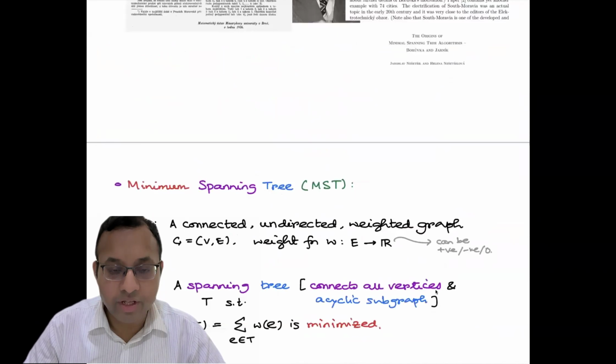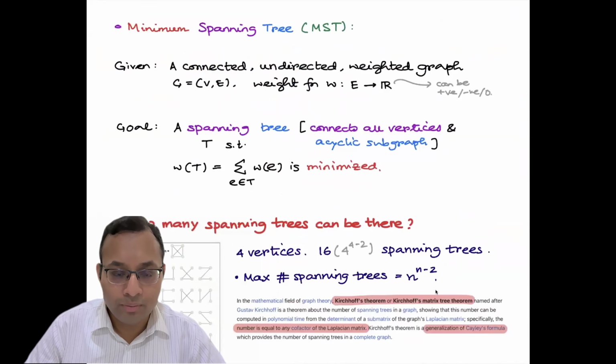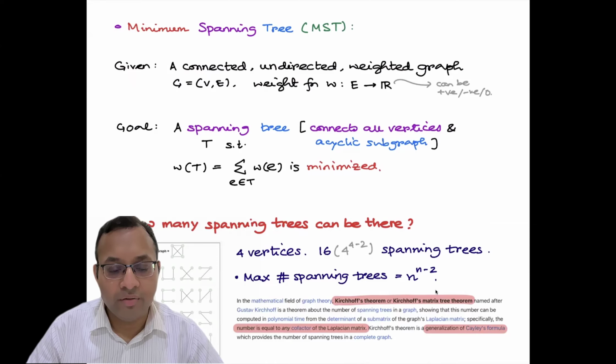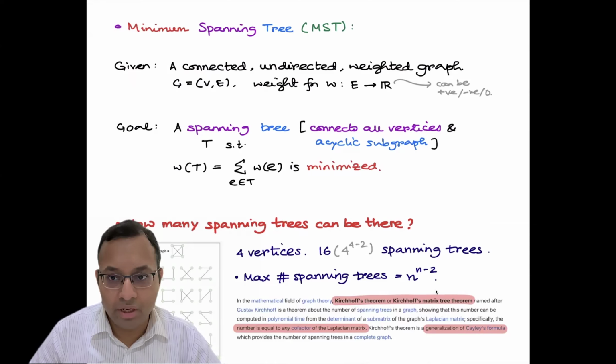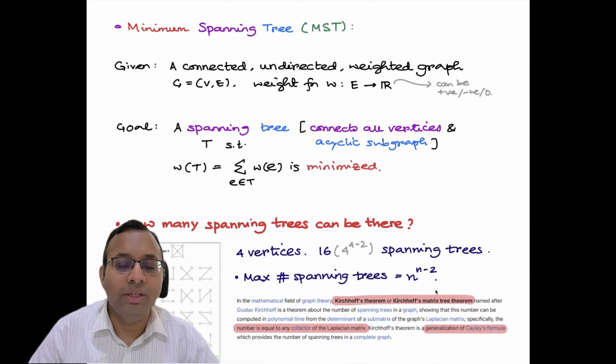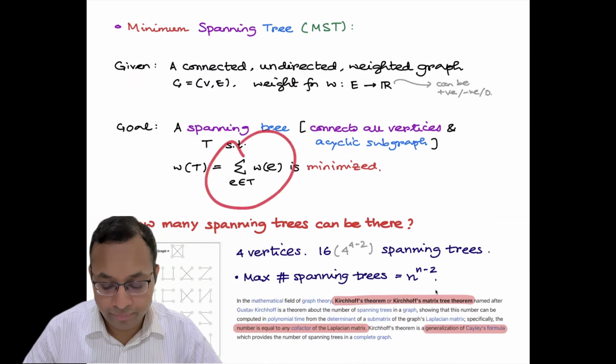So let us recap very quickly. In the minimum spanning tree problem, we are given a connected, undirected, weighted graph. The graph has vertex set V, edge set E, and a weight function W, where the edge costs can be positive, negative, or zero. Our goal is to return a spanning tree. Spanning means it should connect all the vertices, and tree means it should be an acyclic subgraph. And in this tree, we want to minimize its cost, which is the sum of the costs of all the edges present in the tree. So this is the cost of the tree.